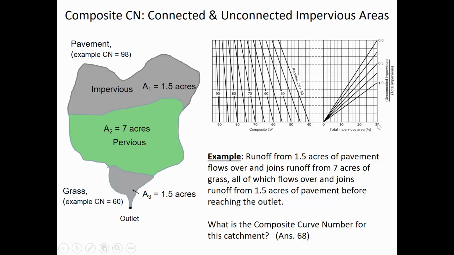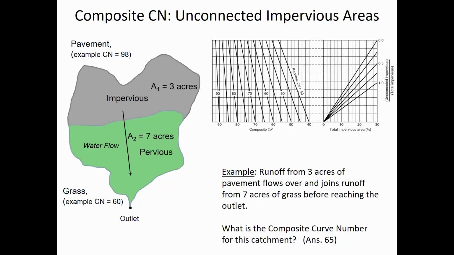Okay, so 30% of it is impervious. We'd go up along the 30% line, hit the 0.5 curve, and then start going over until we intersect the 60%, and then down from there, and in this case, the composite curve number would be 68 instead of 65 from the previous example.